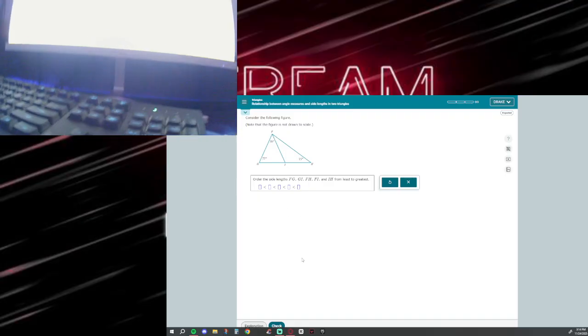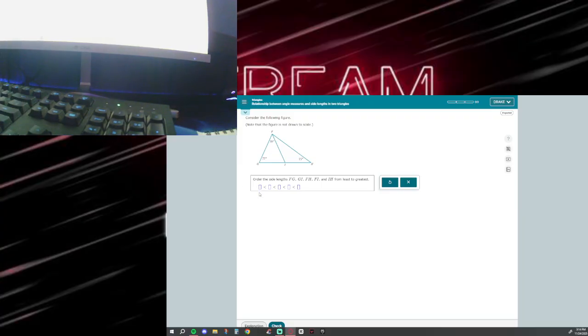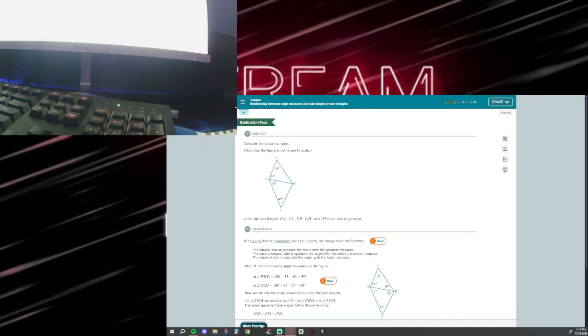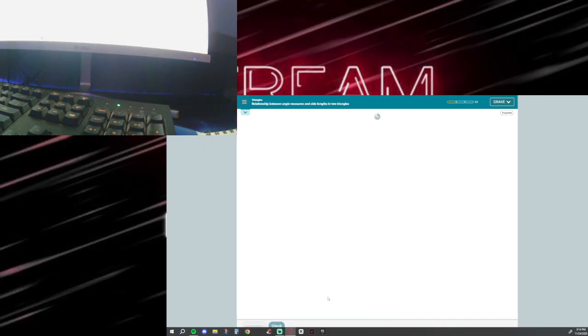So now we go to the screen, we do GI, then FG, then FI, and then IH, and finally FH. This should be correct. Yes, it is. Then you get something like this. I just click explanation and do more practice. I do the same thing on that one, and then the next one is this. Remember, if this angle is down, you work on this side first. If this angle is this way, you work on this side first. Pretty simple.